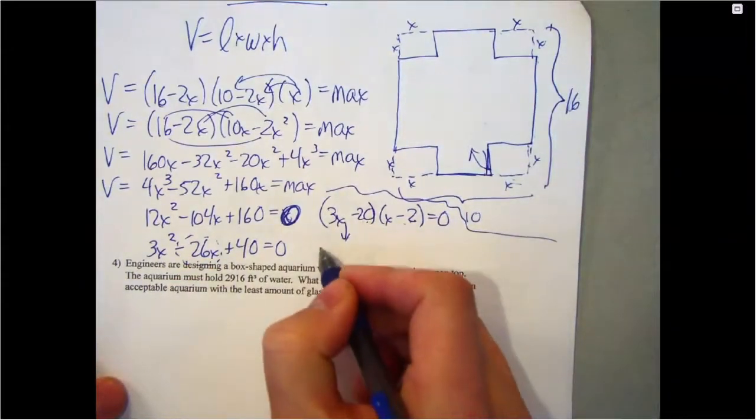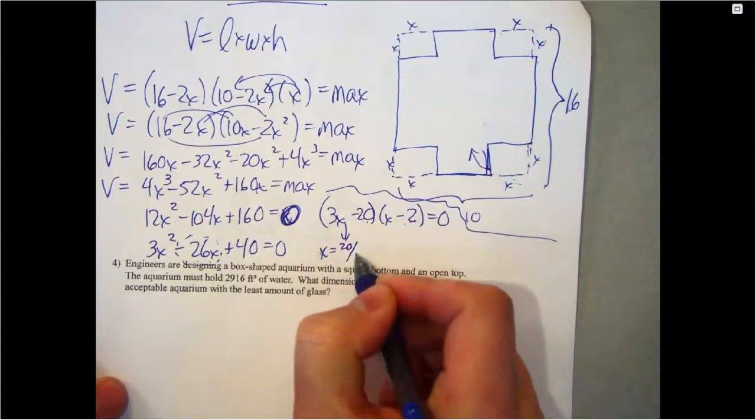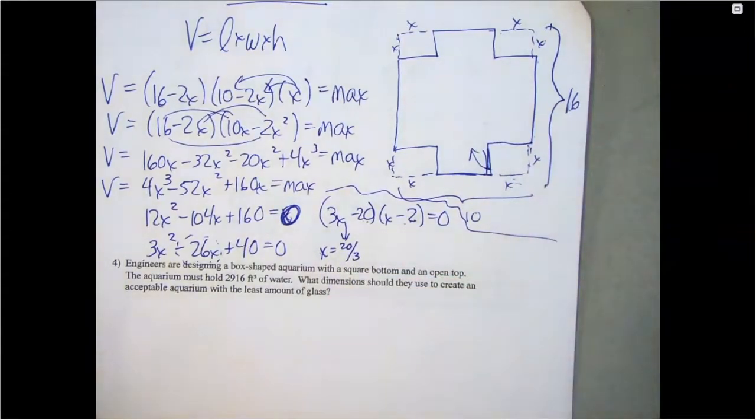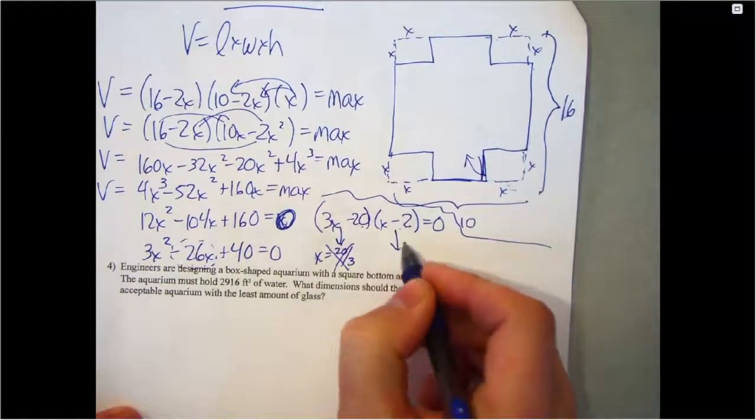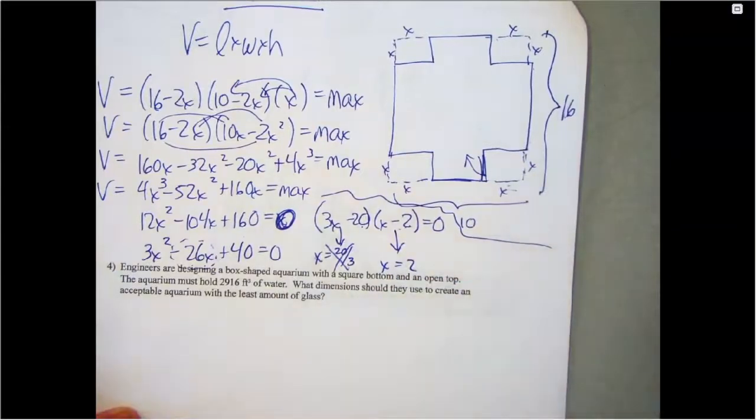So this will give me x equals 20 thirds. Well, that's like 6 2/3. Can I cut 6 2/3 out of 10? I cannot. So that becomes irrelevant. And this is x equals 2.